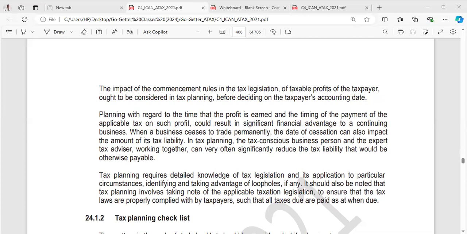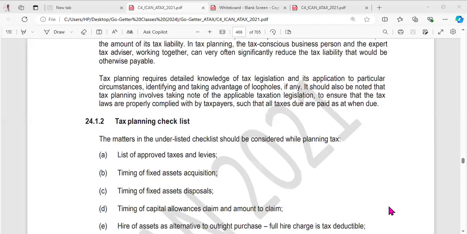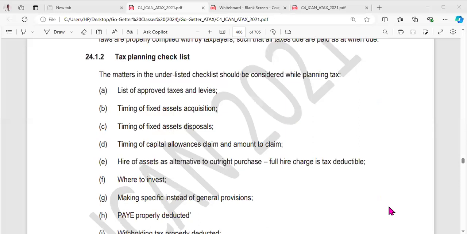All right. Then let's look at your tax planning checklist. Now let's assume that you are about to do a tax planning. You are the tax accountant or the tax consultant for your company, and you want to do a tax planning. These are some of the things that you have to consider in your tax planning list. What is the list of approved taxes and levies? So you may need to check, this is a limited liability company, right? What taxes are they paying to the federal government? Check them. Then, what taxes are they paying to the state government? What taxes are they paying to the local government?